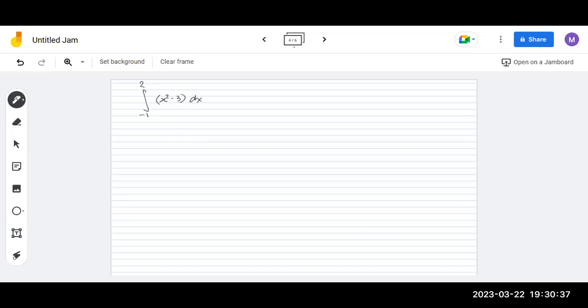Good, thanks. So remember, when we're integrating, we're adding 1 to the power and dividing by the new power. So that becomes x cubed over 3 minus 3x. So this becomes 2 cubed over 3 minus 3 times 2, minus, 1 cubed over 3 minus 3 times 2. Negative 1? Yes, it is. Thank you.